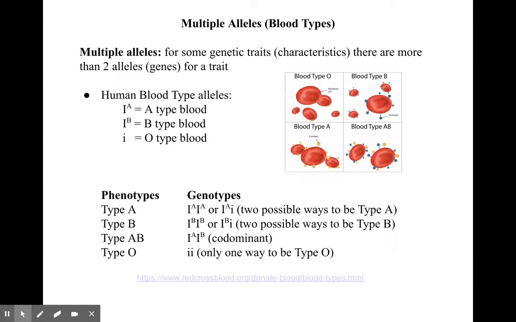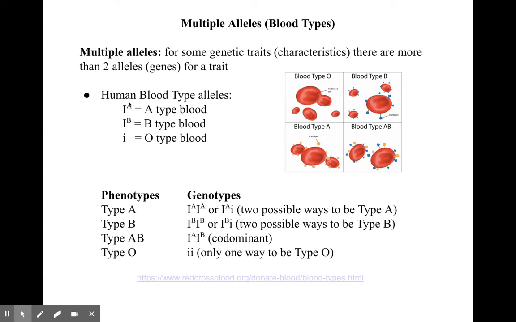So here's the next one. Multiple alleles. You could have some genes have more than two alleles out there for that trait. And human blood type is a really good example of this. And it's one we're going to ask you to learn.